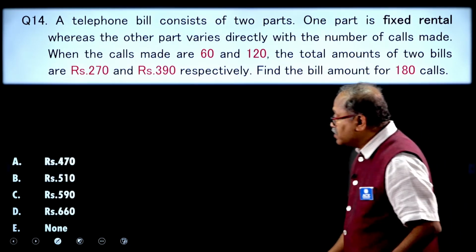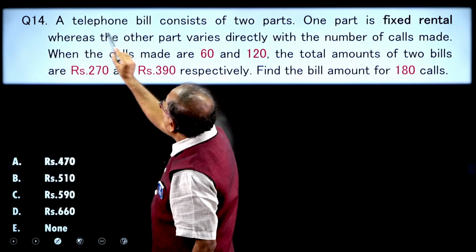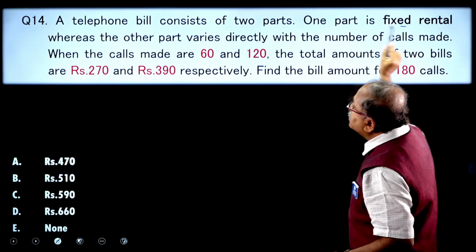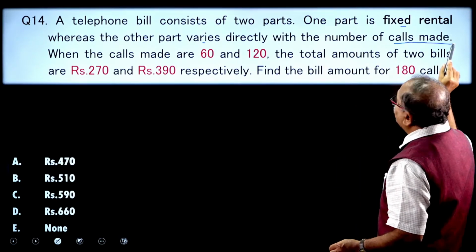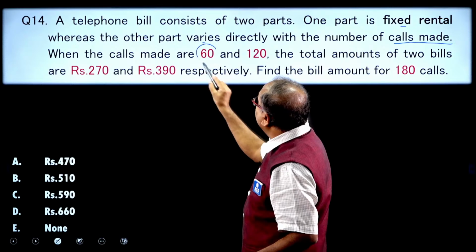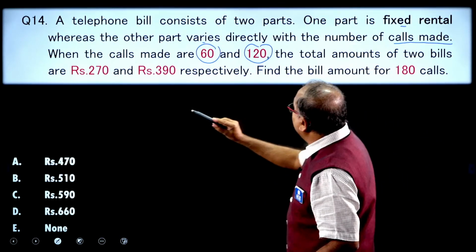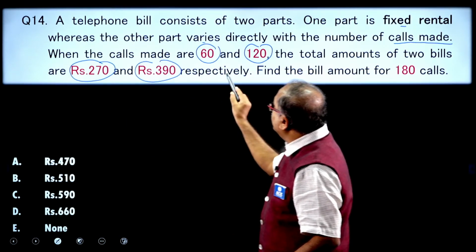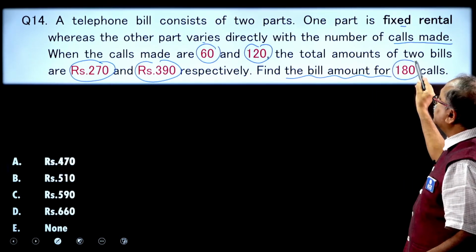Moving on to the 14th question, last but one question. And what is this question? A telephone bill consists of two parts. One part is a fixed rental, whereas the other part varies directly with the number of calls made. When the calls made were 60 and 120, the amounts of the two bills were 270 and 390 respectively. Find the bill amount for 180 calls.